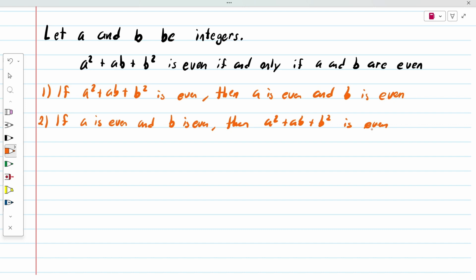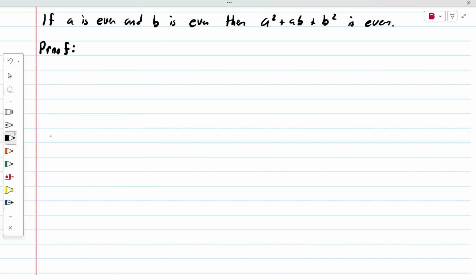So we're going to start with the second one because this is going to be the easier one to prove. Because it's going to be easier when we start with this a and b and we want to deduce this. Okay, I just copied the statement down here and we want to show that when a and b are even, then a squared plus ab plus b squared is even. So for this we can really just use a direct proof because we need to somehow express a and b as being even. So what does it mean to be even?